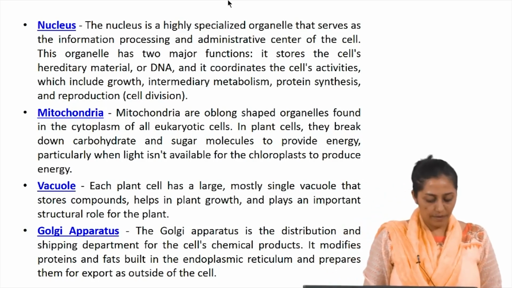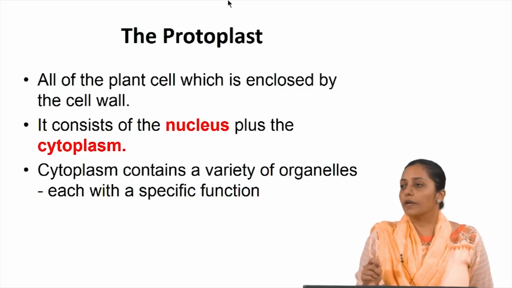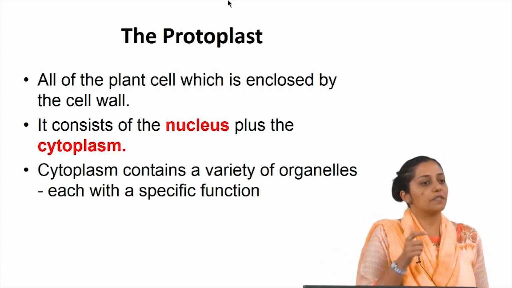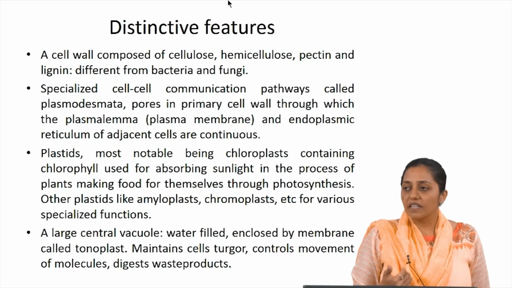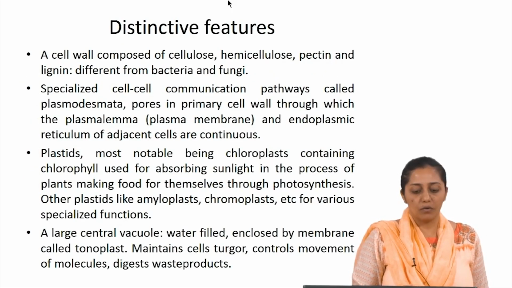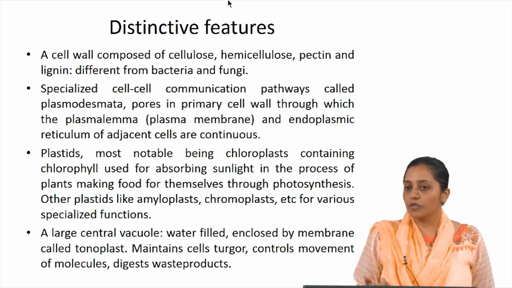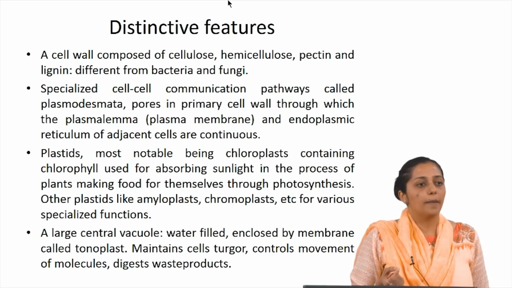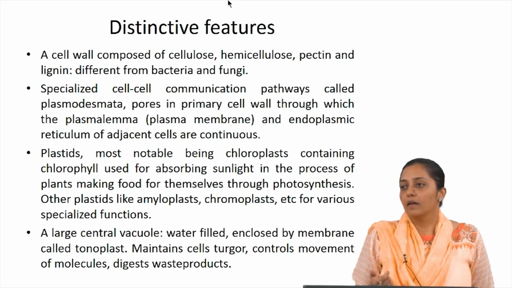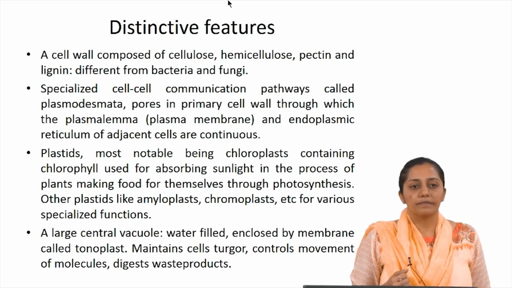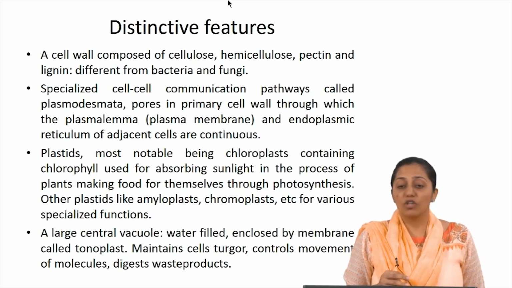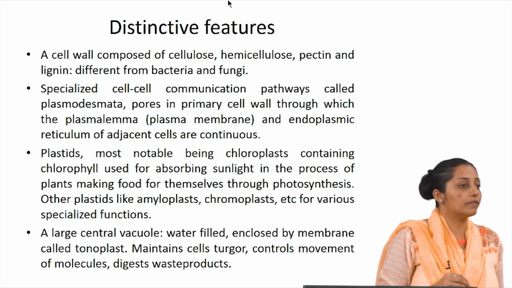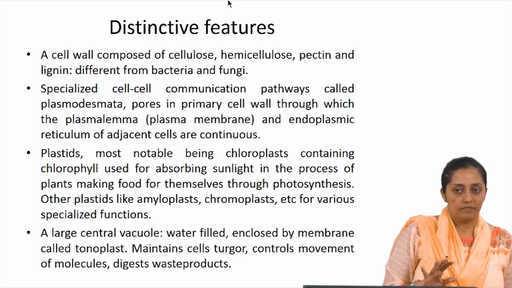Then, talking about the protoplast. What was protoplast? Protoplast was nothing but nucleus plus the cytoplasm. Now, what all distinctive features did I tell you? One was that the cell wall is composed of cellulose, hemicellulose, pectin and lignin. What is cellulose composed of? Cellulose is a polymer, a polysaccharide made up of D-glucose. Simple chains.